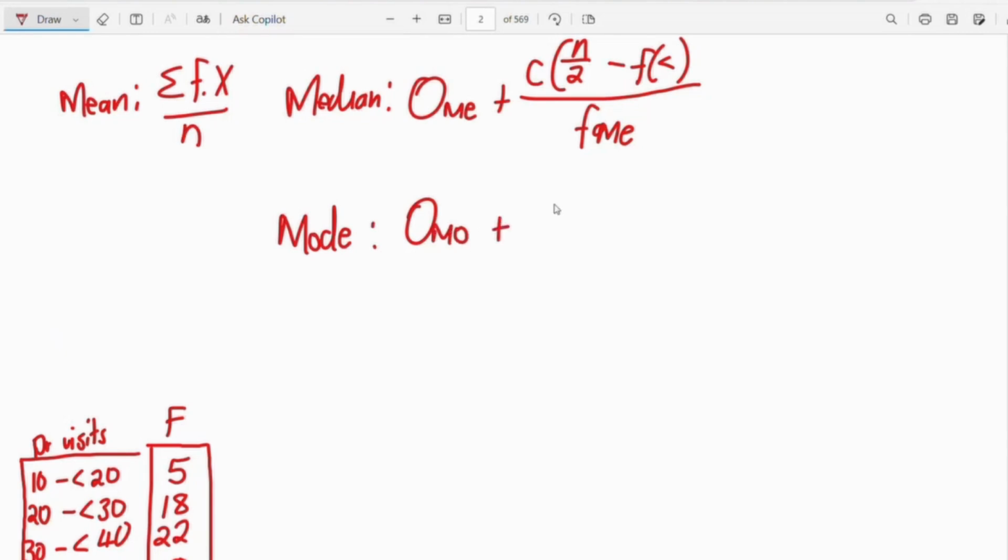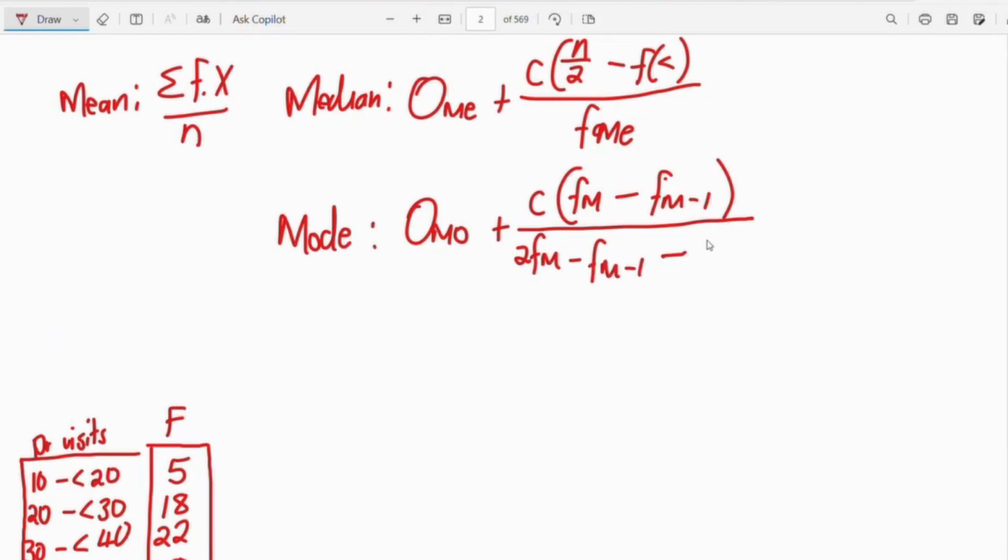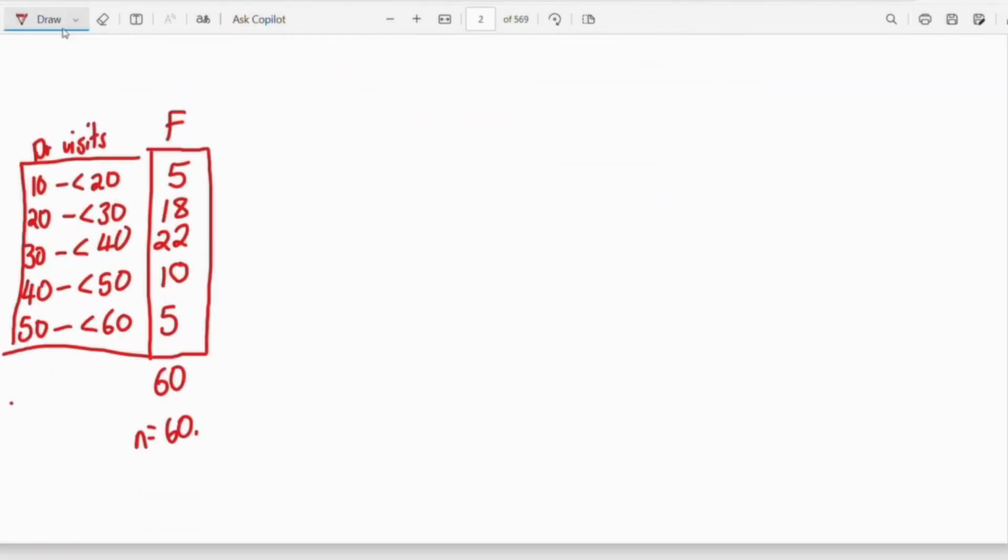It's the lower limit plus the width of your interval times the frequency value before the one you have chosen. So this is the formula that you're going to use in order to get your mode. Now, let's go back to our data. In our data, we need to add x.